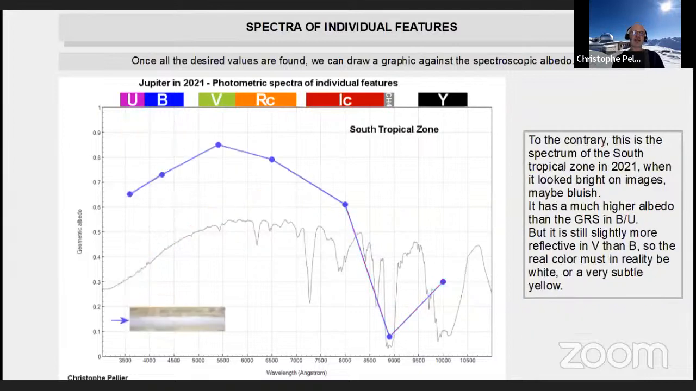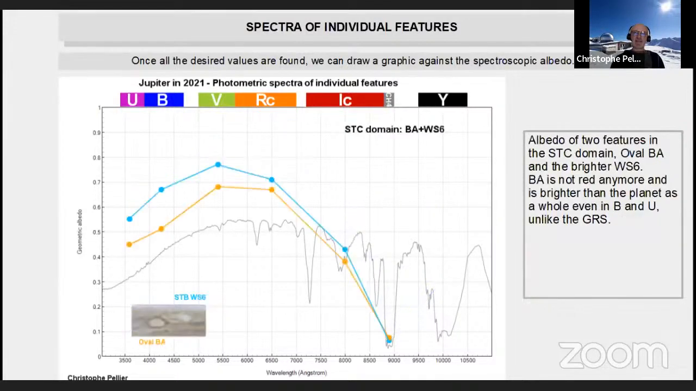To the contrary, this is a spectrum of a subtropical zone of the same year when it looked bright on images, as even maybe bluish. So you can see that it has a much higher albedo than the Great Red Spot in blue and hue. And now here is an attempt of another feature, the oval BA and the brighter white spot 6. So BA is not red anymore and is brighter than the planet as a whole, even in blue and hue, unlike the Great Red Spot.